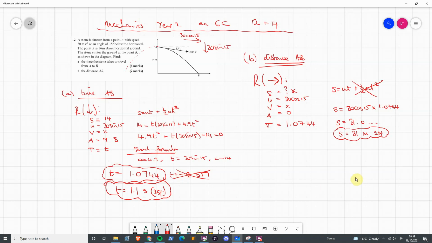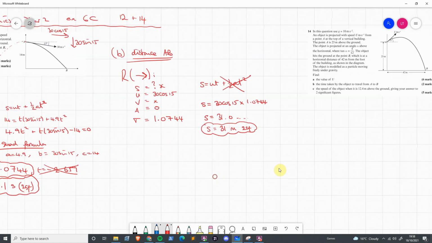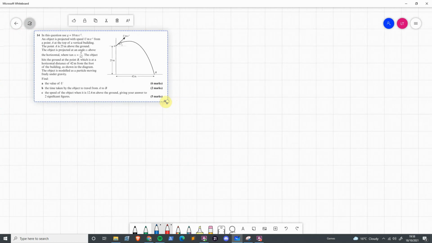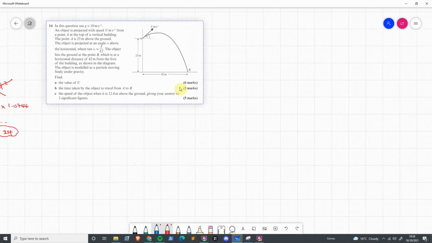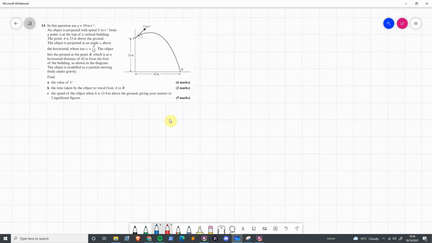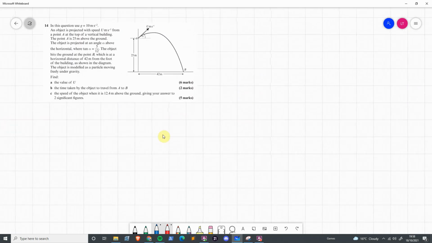Okay, on to question 14. This one's got a little bit more to it. And it's another one of those that I hate, where we have to use gravity as 10. It's annoying that they make us do that. I don't really see the point. But we'll go with it.